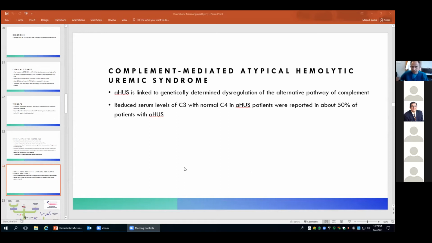So, complement-mediated hemolytic anemia. Basically, this is a genetically determined dysregulation of the alternative pathway of the complement system. If you look at the complement levels, in about 50% of cases the C3 level is low with a normal C4 level. That shows overactivation of the alternative pathway of complement.